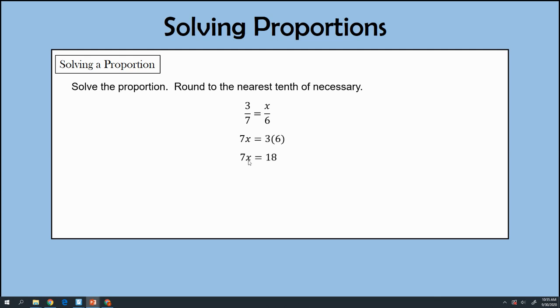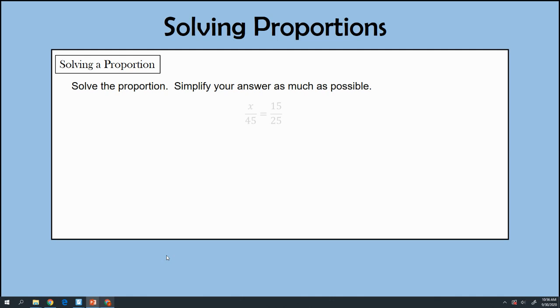So we got 7x is going to equal 18. We're trying to solve for x, which is being multiplied by 7, so we're going to divide each side by 7, and we're going to get x is about 2.6. It said round to the nearest tenth if necessary, so since it gave us that opportunity, we did it. If not, we would have left it as the fraction 18/7. Pretty straightforward. I'm sure you've done it before.